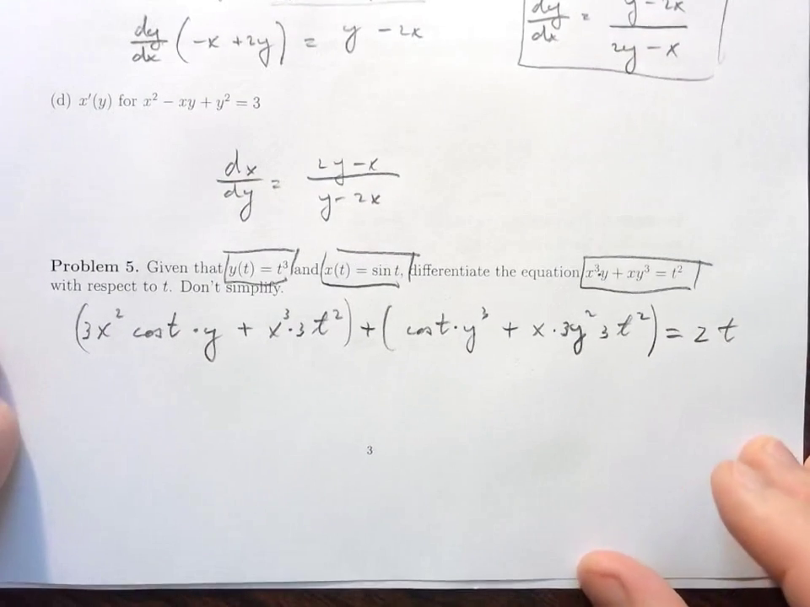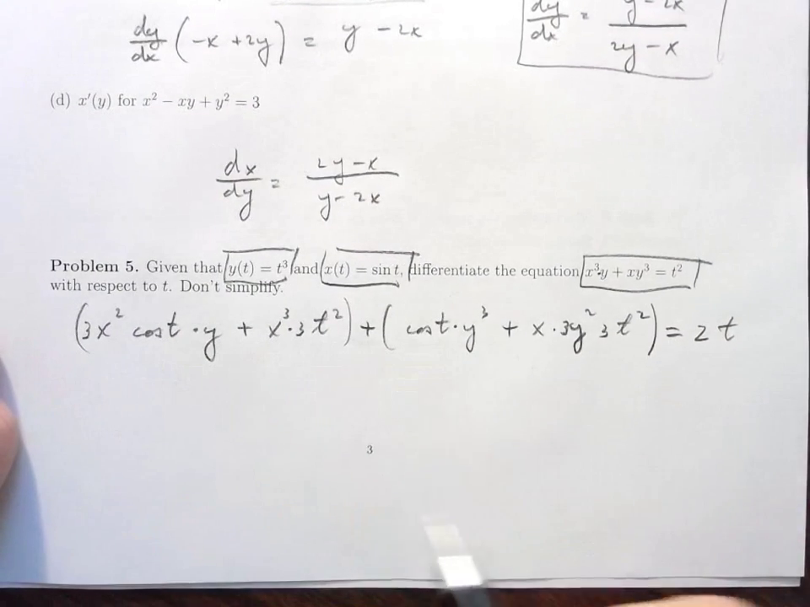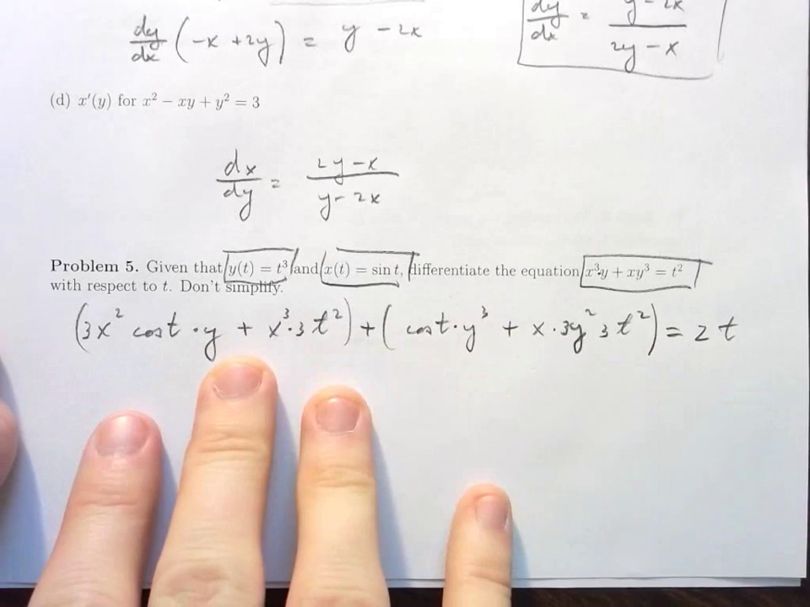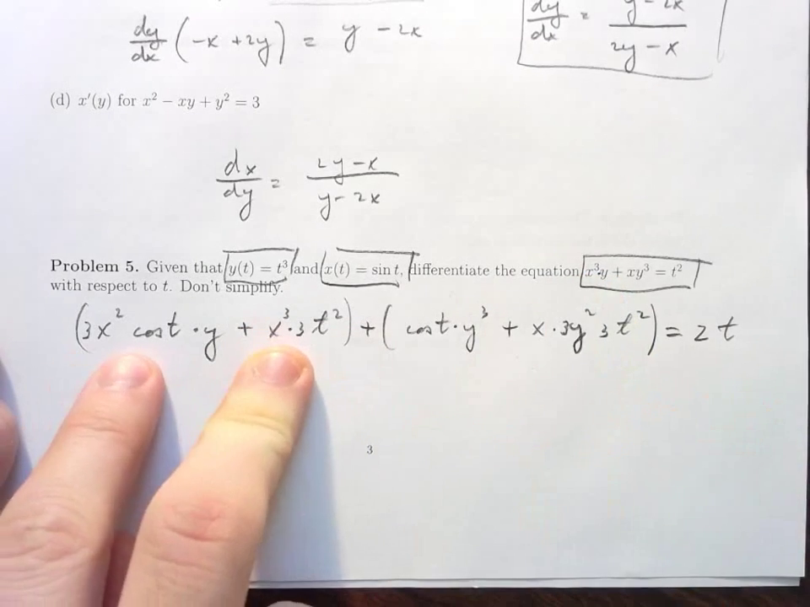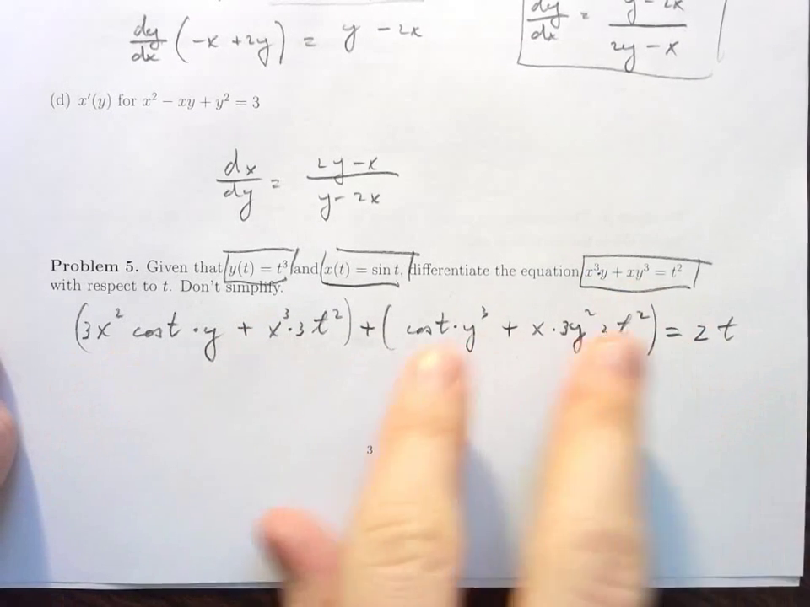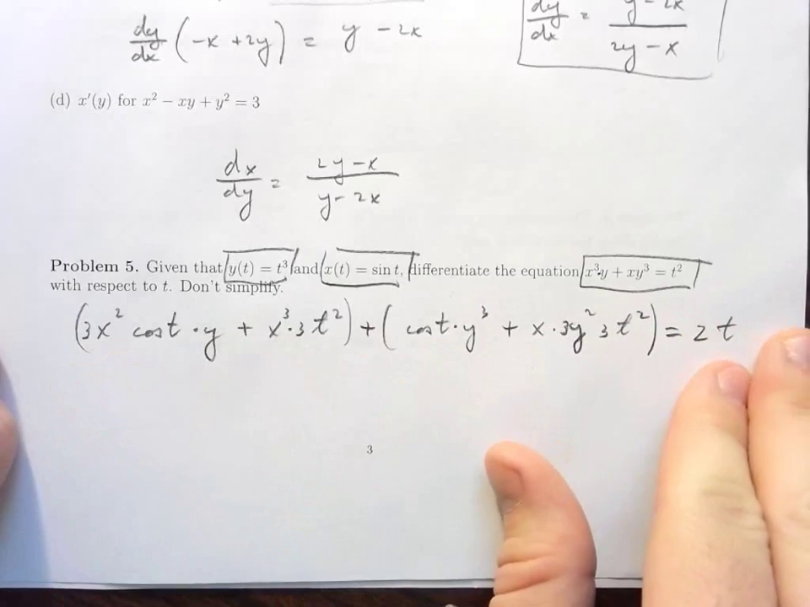And I'm not going to simplify this, right? The whole point was just take the derivative with respect to t and leave it as is, but this is what it should look like, right? So I have a product rule here expanding into this, product rule here expanding into that, and the right-hand side is very simple.